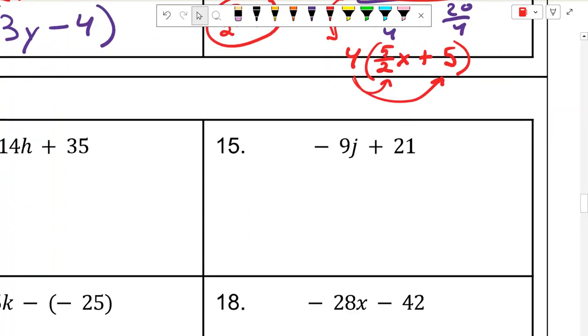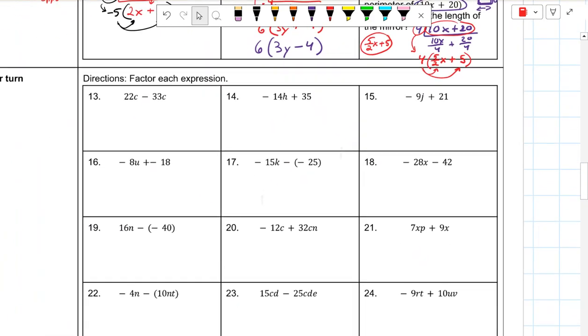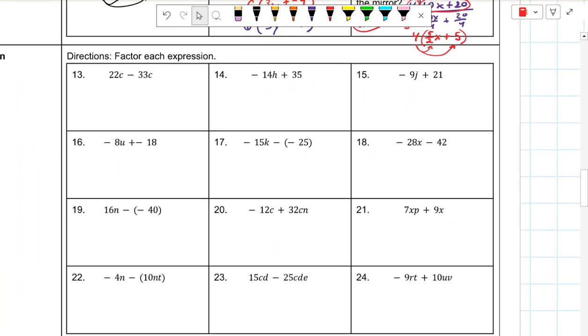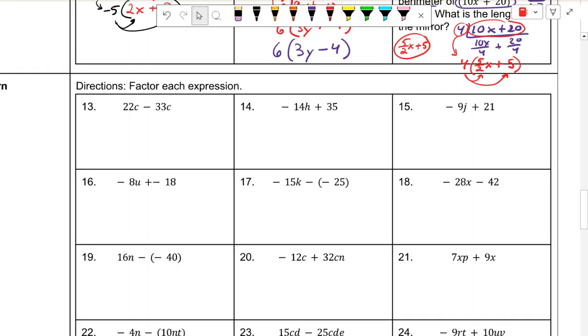All right, now it's time for your turn. So I'm going to have you, there's quite a few of them, there's 12 of these. I'm going to have you go ahead and start and do 13, 14, and 15 all together. Pause the video now and come back to see if you got them right.